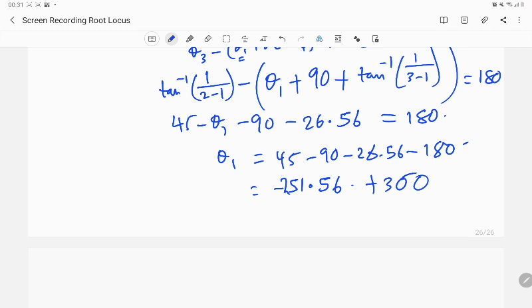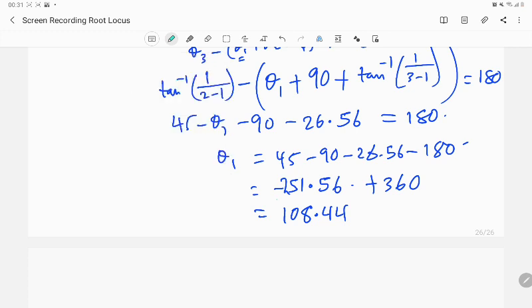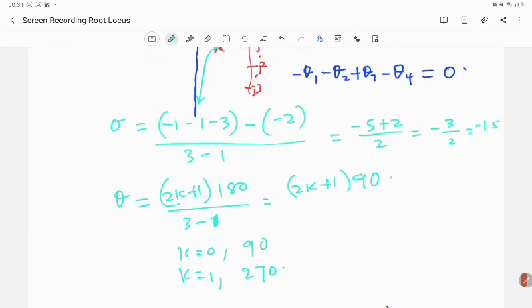I can add 360 to this. If I add 360 to an angle, I've not done anything. So if I add 360, that gives me 108.44. So we have two angles. One angle is this, one angle is that, the other angle is this. The reason why I got this is because I was using those positive angles.